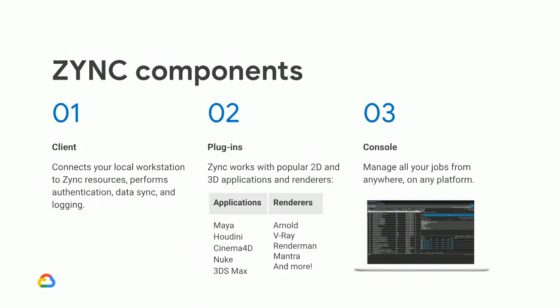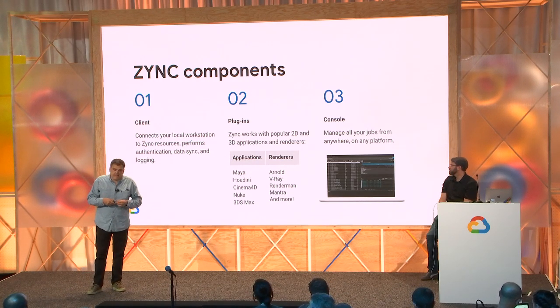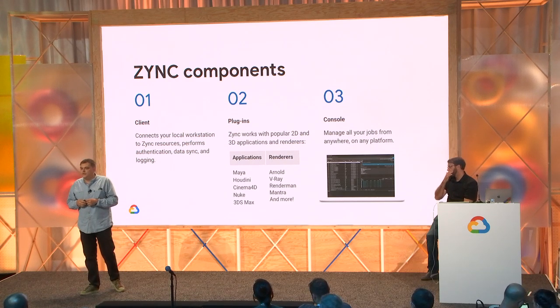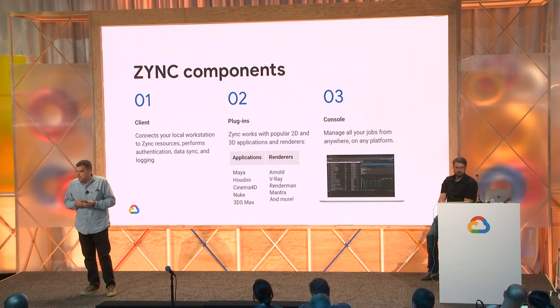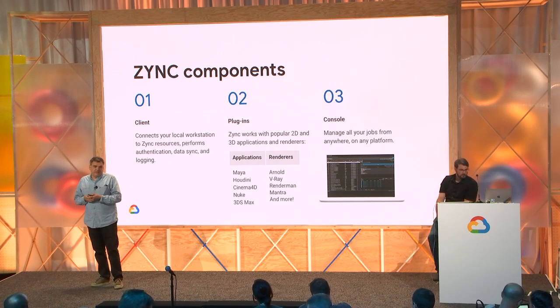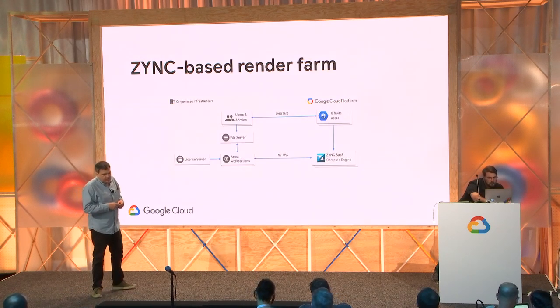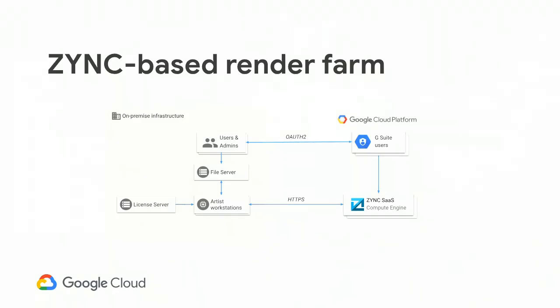Basically, what you end up with is a client that manages all of our transfer to the cloud from your local workstations, copying all the data that is required for your rendering. You install plugins inside of your host 3D or 2D application. And then there's a web console that allows you to manage your jobs after they've been submitted. So you can move around priorities, do troubleshooting on jobs, things of that nature. It's a very simple architecture.